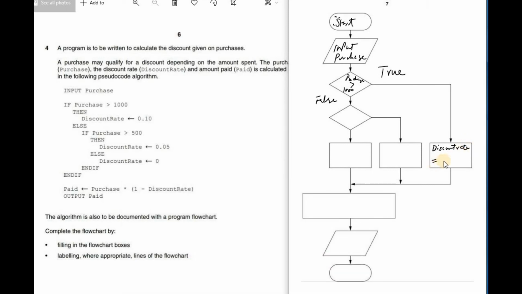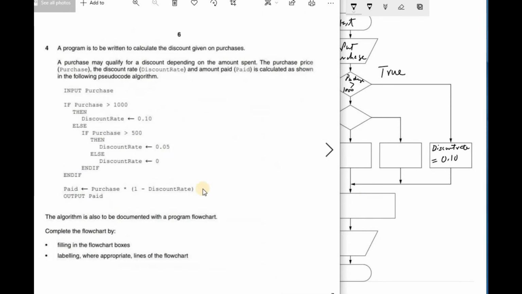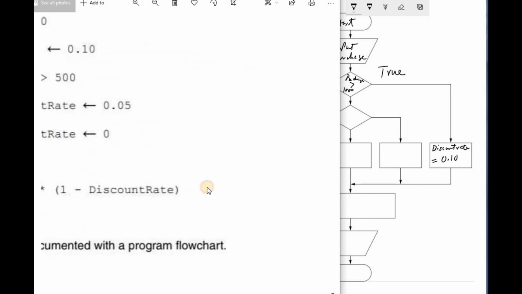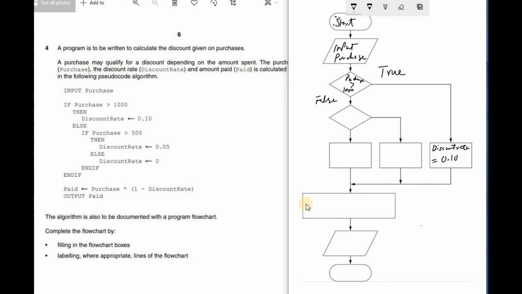If this condition is true, it is calculating the discount rate is equal to 0.10, and it is connecting here, and after this the next line is being executed. So here we will write paid is equal to purchase into 1 minus discount rate. This line has been filled.